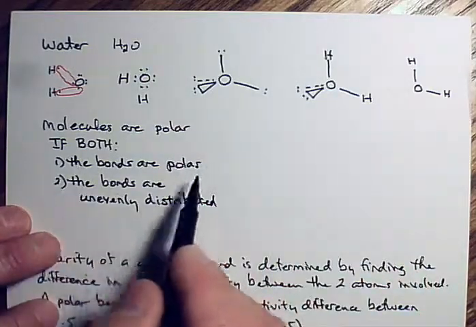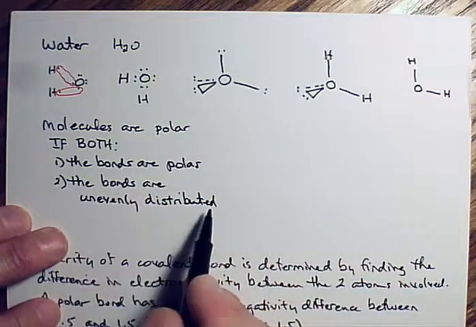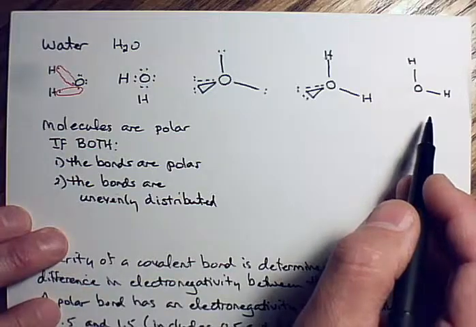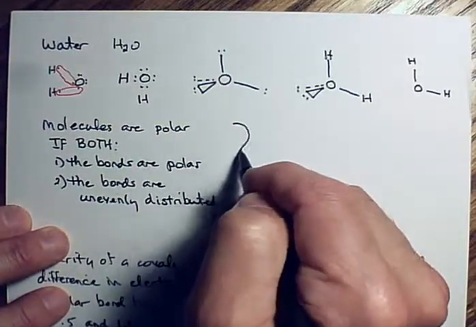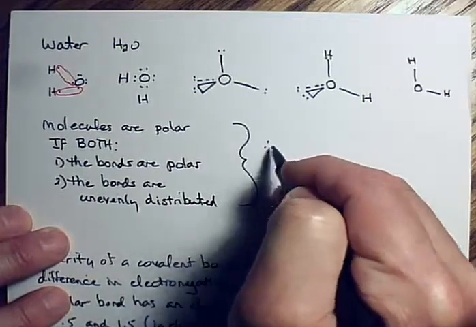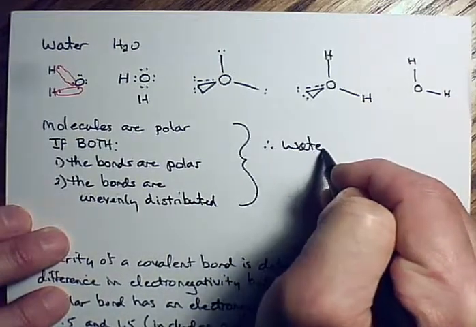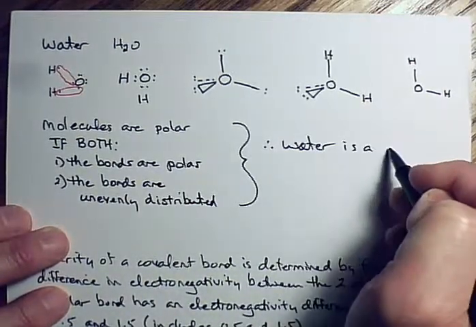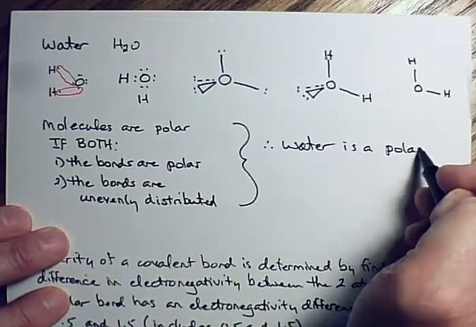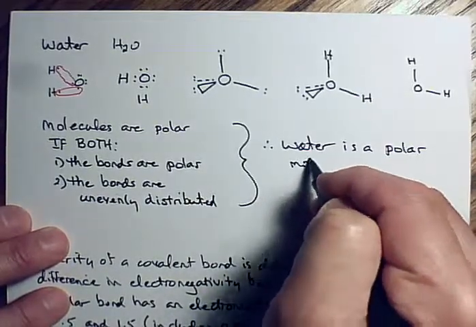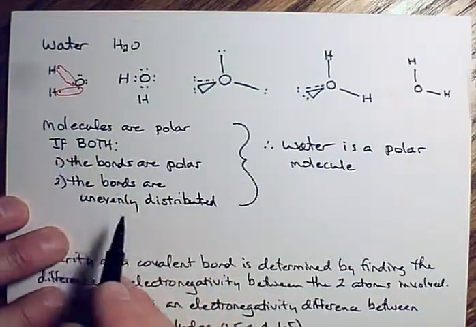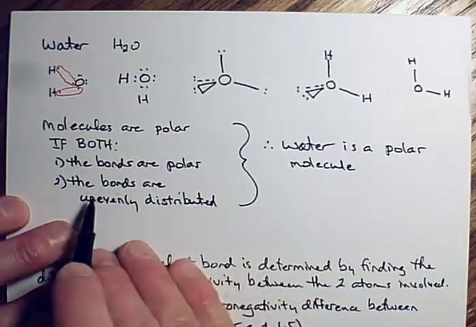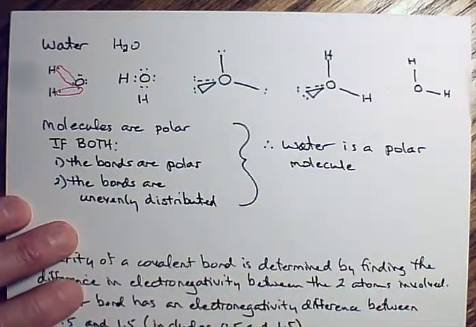All right. So now the bonds are polar, the bonds are unevenly distributed, therefore this water molecule, by this definition, is a polar molecule. We've met both conditions. The molecule is polar because the bonds are polar and the bonds are unevenly distributed.